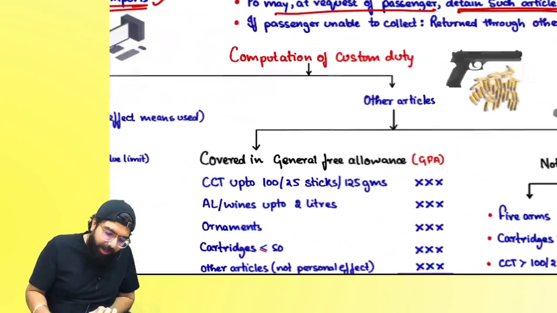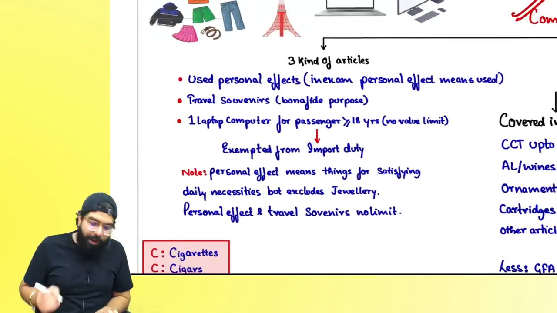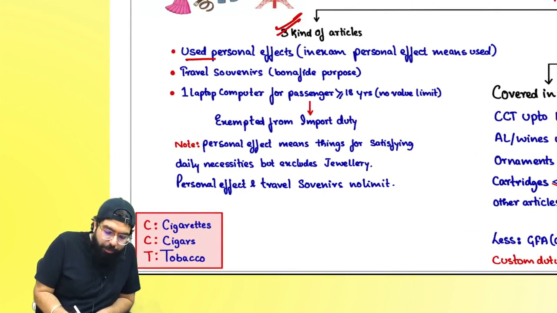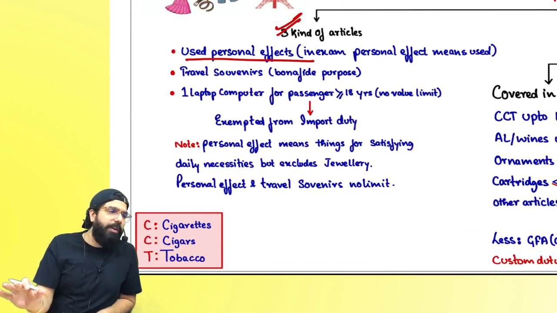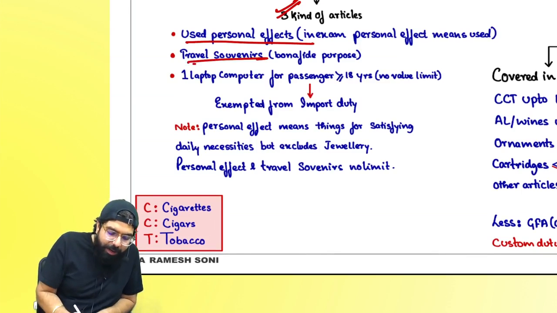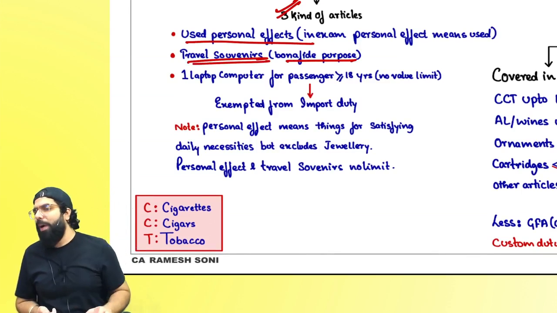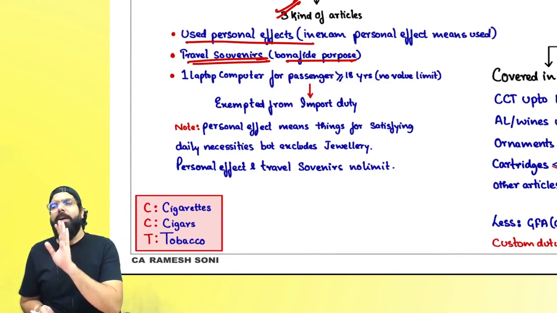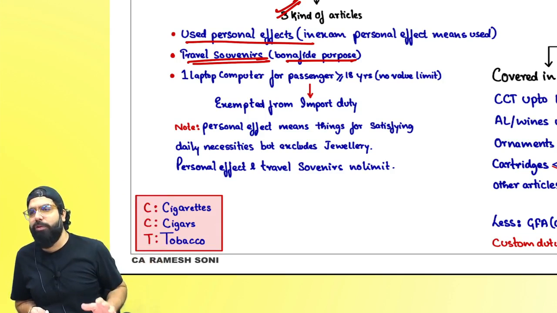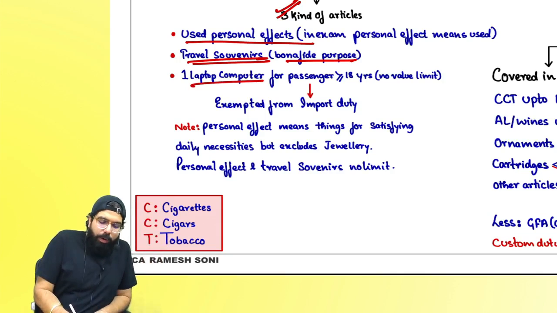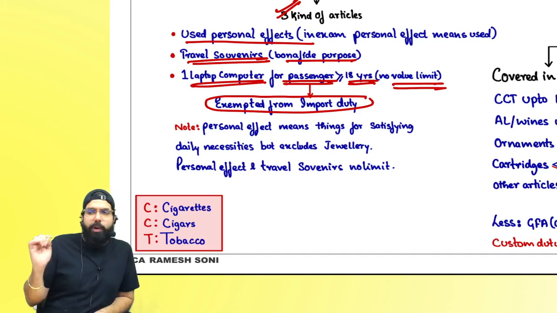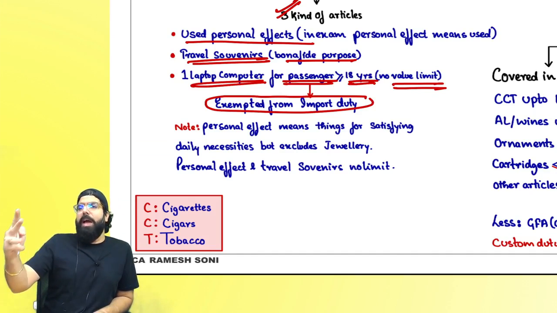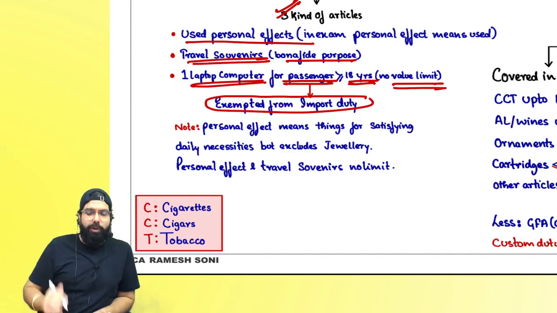Now, when you are computing the custom duty, always remember three articles. Used personal effects: always remember in the exam, used personal effects attract no duty. Travel souvenirs, if you have them from outside India, have no value limit and no duty, but they should be for a bona fide purpose, meaning your intention should be good. It should not be that you have 1 lakh travel souvenirs in your suitcase. Then 1 laptop computer for a passenger older than 18 years, no value limit, is also exempt from duty. Personal effects, travel souvenirs and 1 laptop will be allowed duty free.